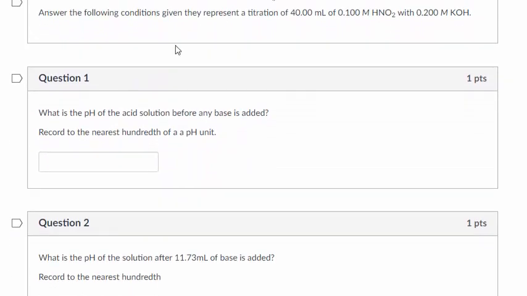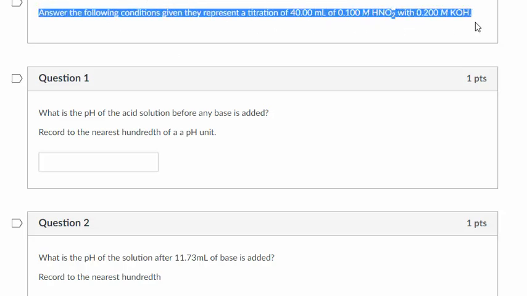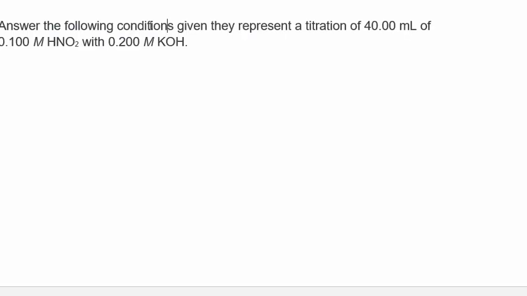Now we're going to answer a series of questions with these conditions. So if we have a titration of 40 milliliters of nitrous acid, and we're going to titrate that with potassium hydroxide, what we're showing is a weak acid, strong base titration. So with that titration, we have several different situations. So this is weak acid, strong base.